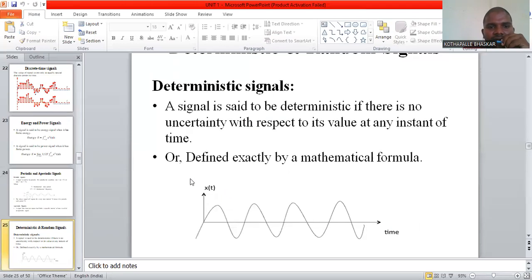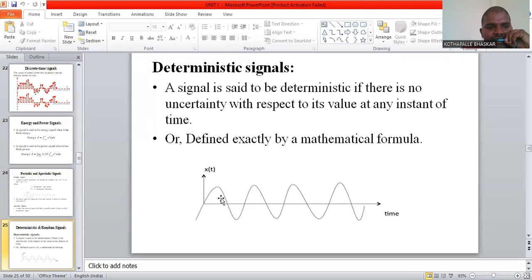Next one, deterministic signal. A signal is said to be deterministic if there is no uncertainty of its amplitude and time. That is called a deterministic signal. It can also be defined as a signal that can be represented by a mathematical equation. So this is an example for a deterministic signal.